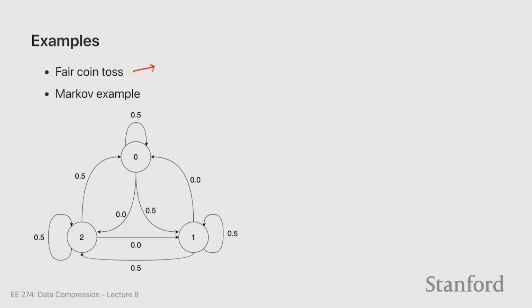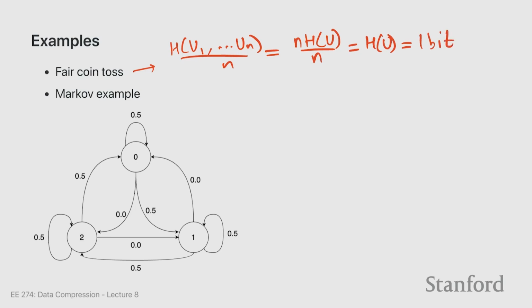So actually what happens is, for a fair coin toss, if you look at this, u1 through un divided by n, if you remember from your previous lectures, this is just this. So this is just one bit. Basically, the joint entropy of the first n symbols is just n times the entropy of the first symbol, which is one bit. So for IID sequences in general, the entropy rate is equal to the entropy.